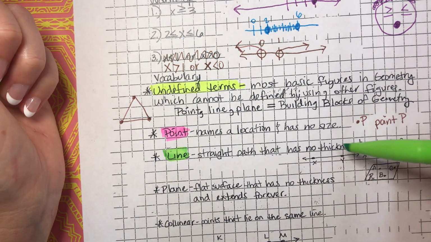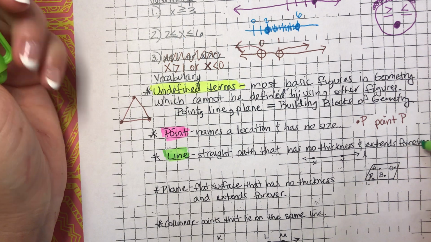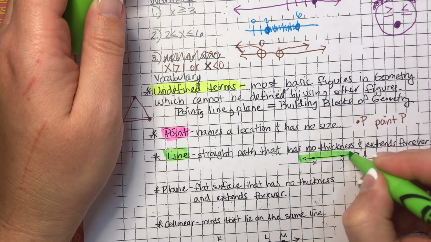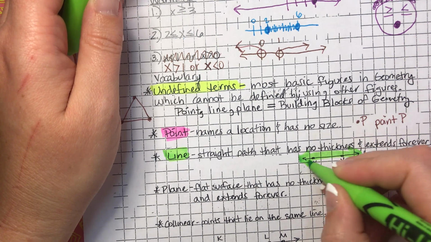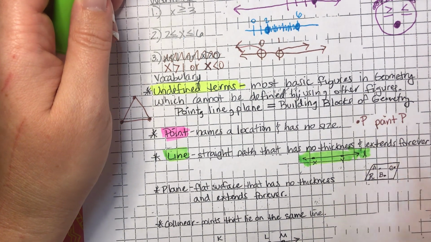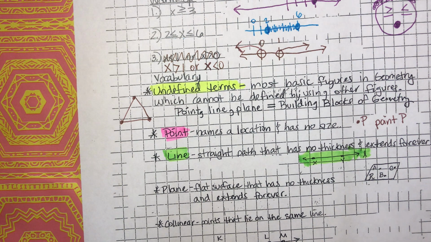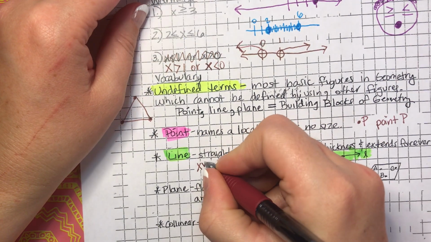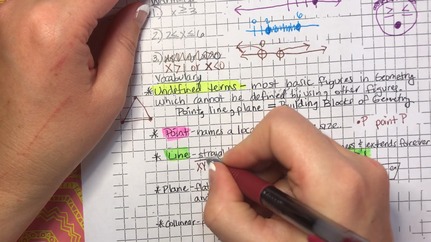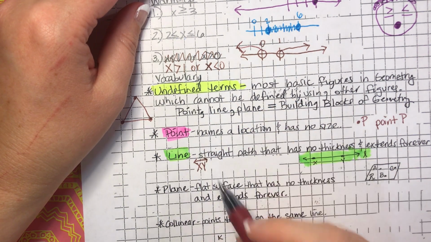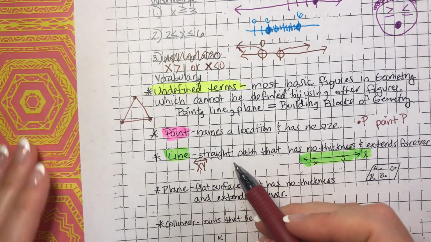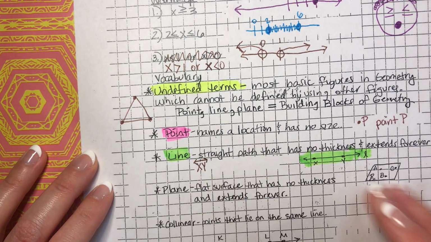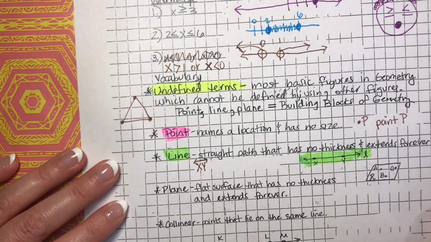A line is a straight path that has no thickness and extends forever and ever and ever. So here we have a picture of a line. There's a couple different ways to write this. We can use symbols. So we can say X, Y, and then you have this symbol with a little itty bitty line. It has to extend in both ways, and that means something. It means that the line goes forever and ever in the direction of X, and it goes forever in the direction of Y.